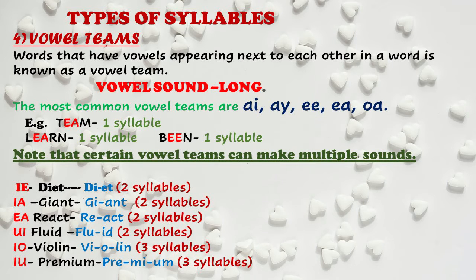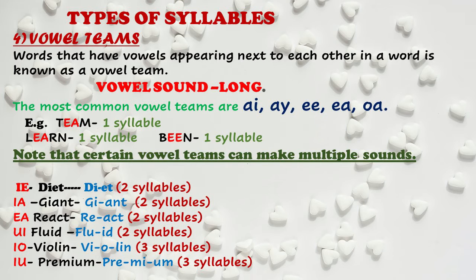All right, you hear the I sound and then you have the A sound here, giant. Similarly, we have another word combination here, EA, and the word is react. So you would divide the word into re, you can distinctively hear the E sound here, and the A sound in act, react.